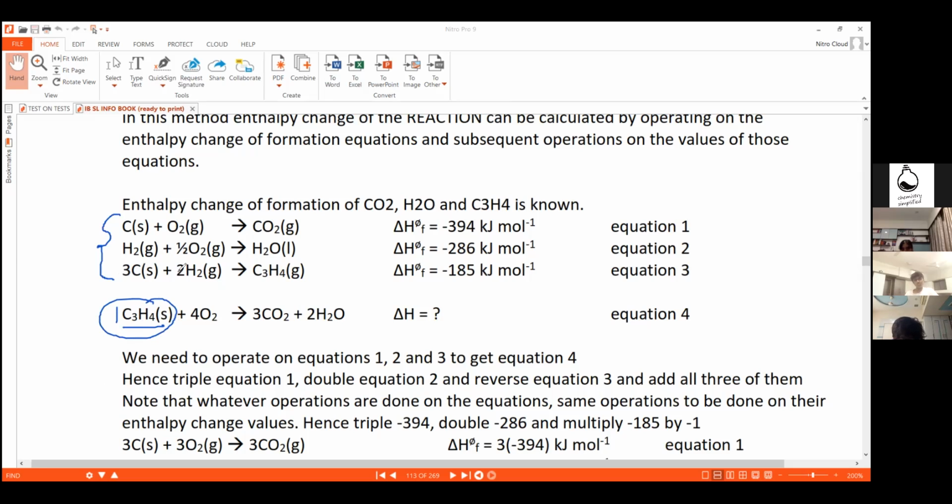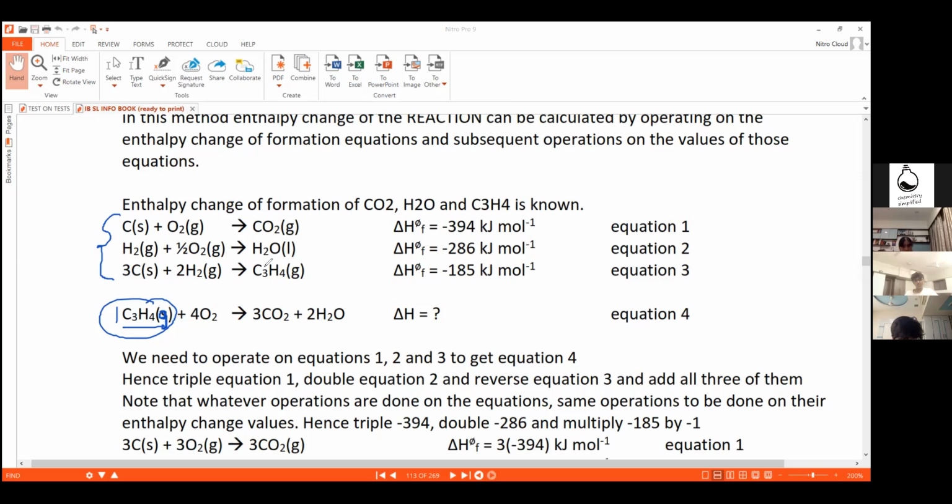Third one. Is it 1 mole? Sir, but it's a gas. Does that matter? Yeah, I know. Actually, this should be gas. That's a mistake. This should be gas. Okay. Is that 1 mole of propyne in the third equation? Yeah. Is it on the left hand side?